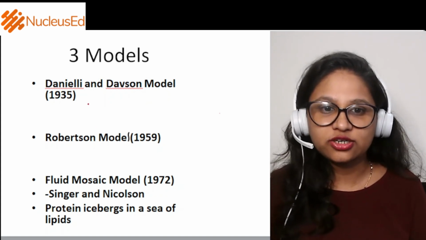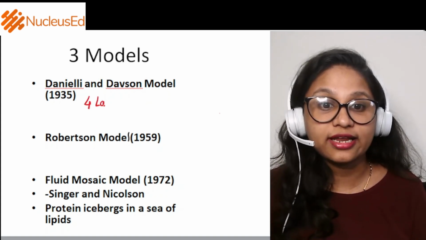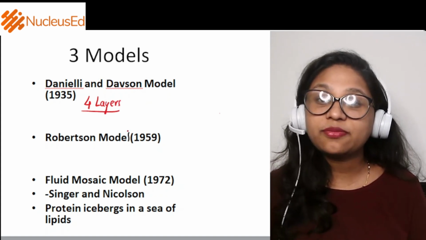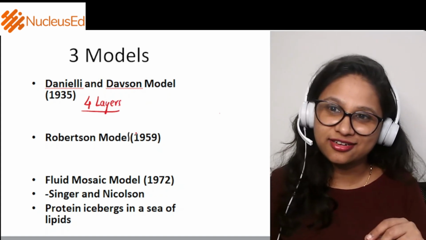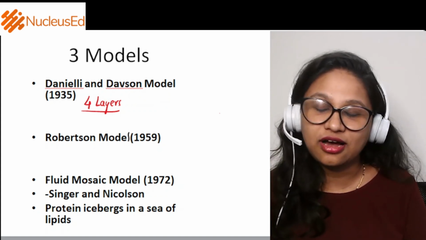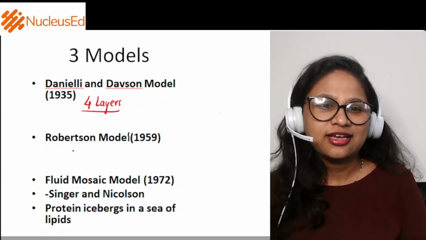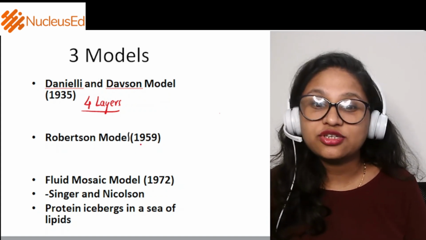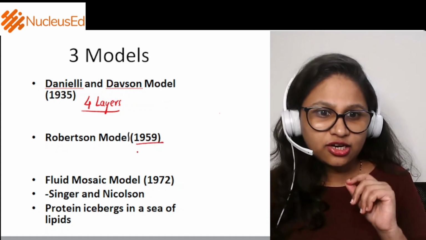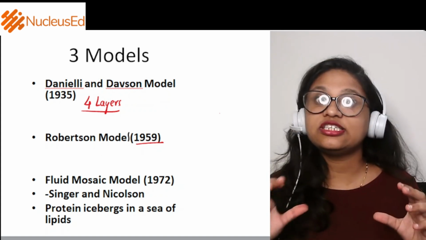In this model, they told that the cell membrane is made up of 4 layers. It is not a bilayer, it is a 4-layered structure. That's how they exposed the cell membrane. But then came one more model, the Robertson model, which was given in 1959. He told that these 4 layers are arranged in a discrete pattern.